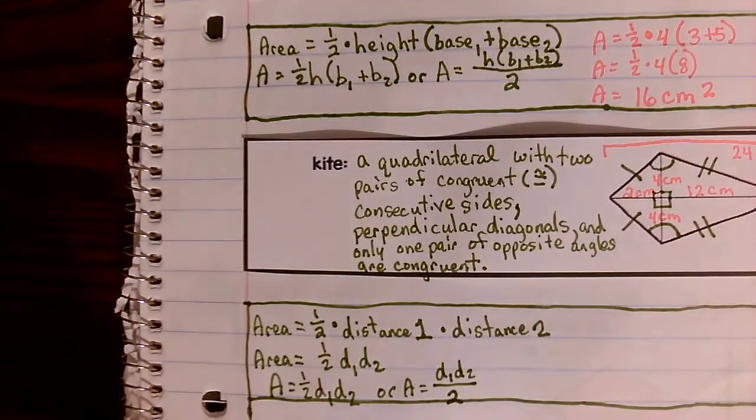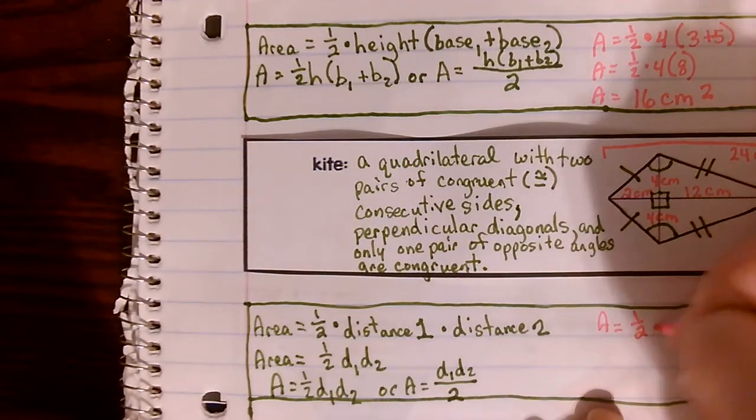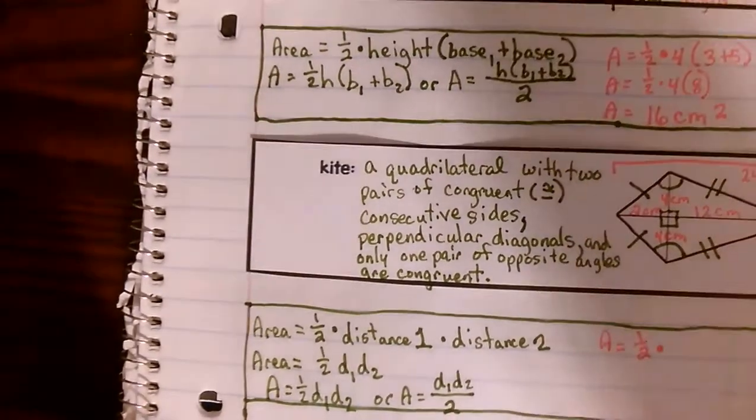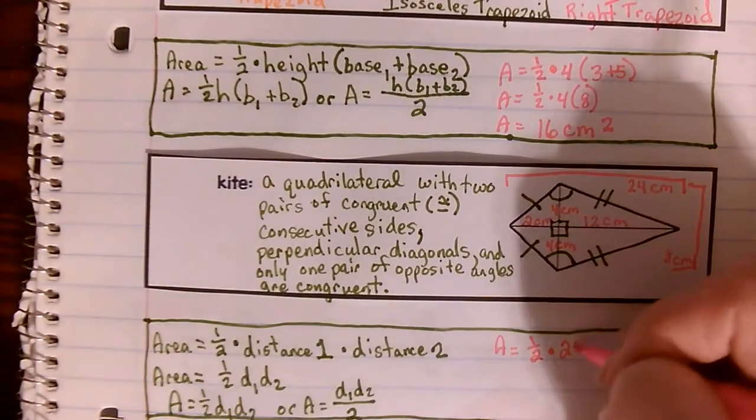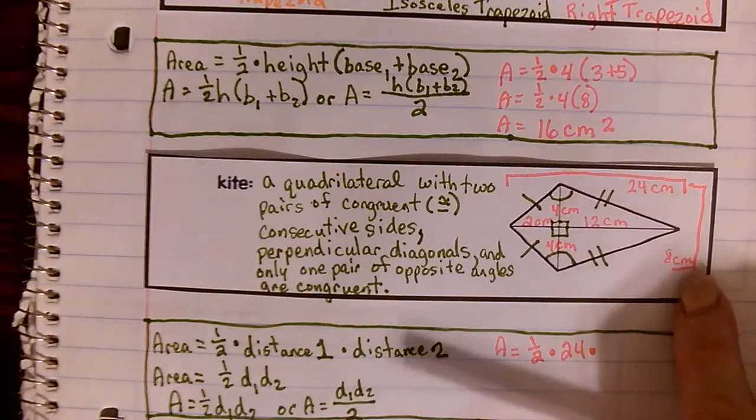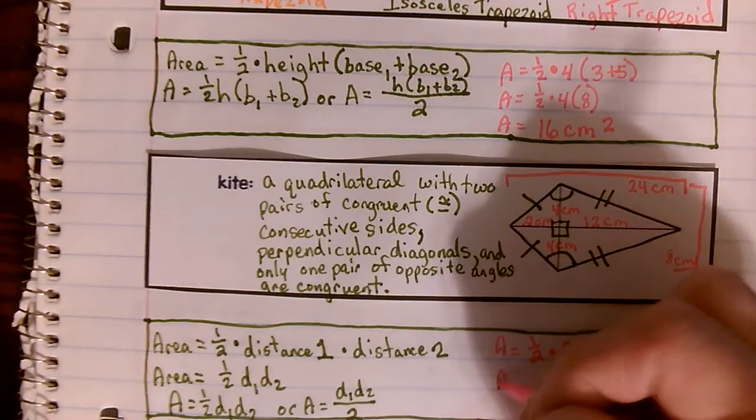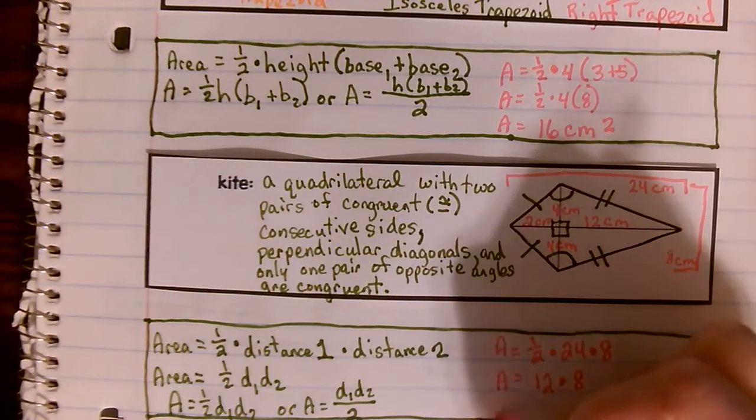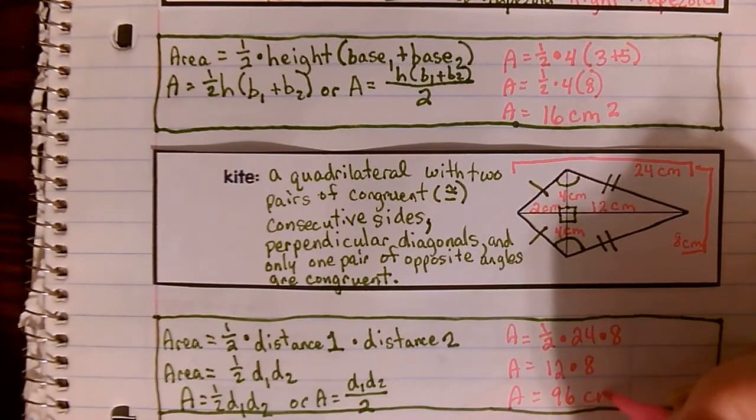Alright, now let's work this one out. So area equals 1/2 times D1, we'll say is 24 centimeters. Okay. Times D2, which is 8 centimeters. So that means A equals 1/2 of 24 is 12. 12 times 8. And area equals 12 times 8, which is 96 centimeters squared.